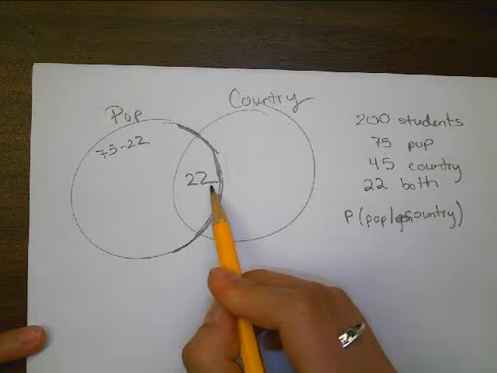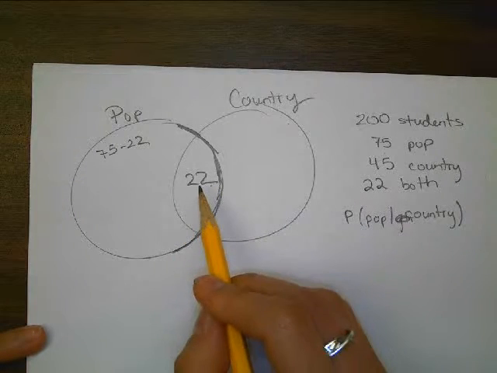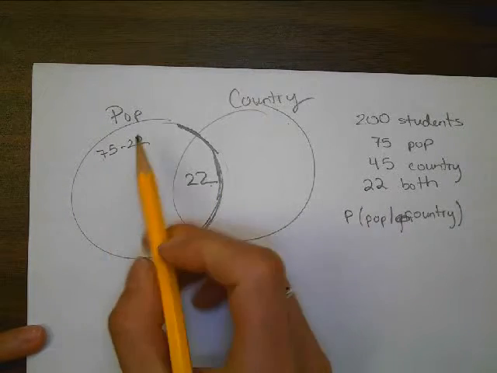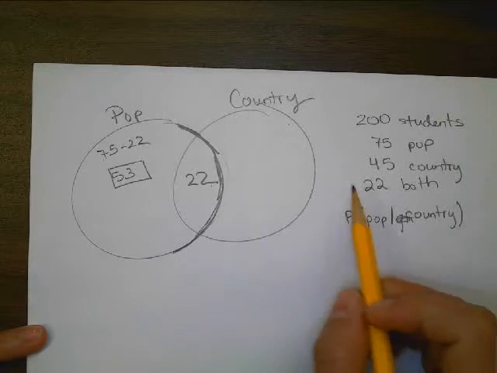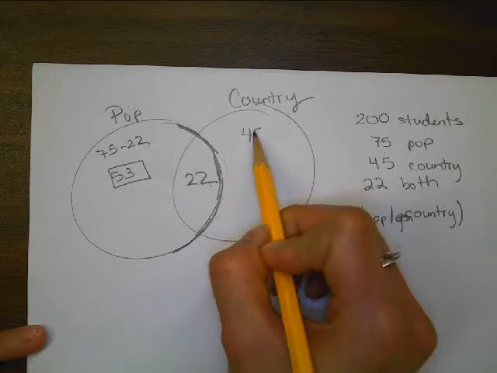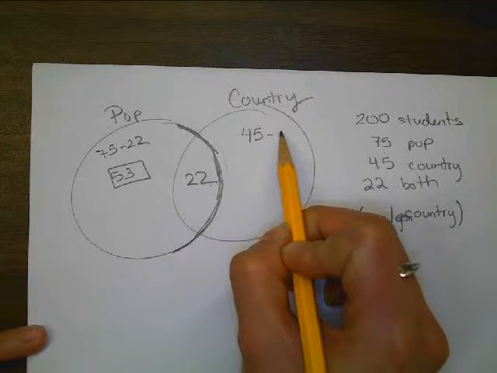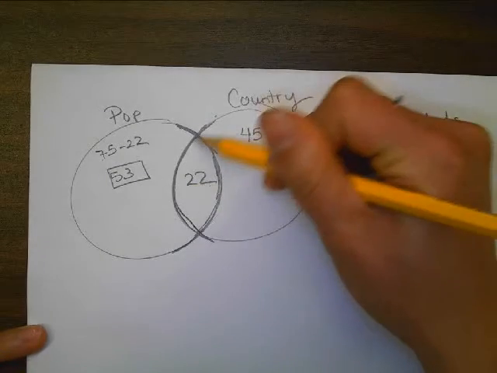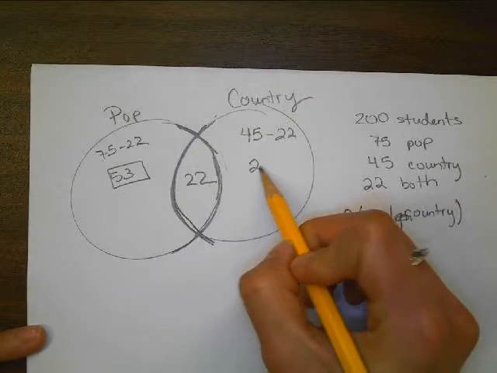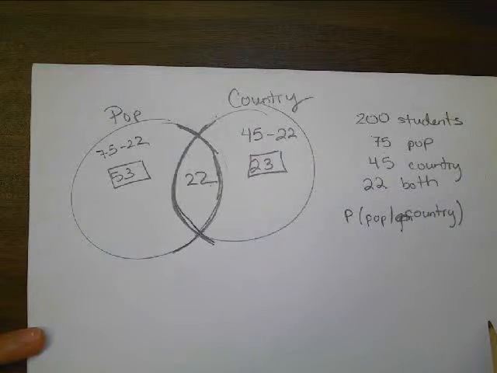So to take out those people so I don't count them again, I'm going to subtract 75 minus 22, so I end up with 53. And then for the people who like country music, I'll do the same thing. There's 45 of those, and I subtract this overlap of 22 that I've already accounted for again, which gives me a total of 23 people.